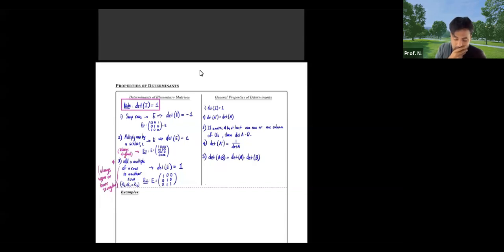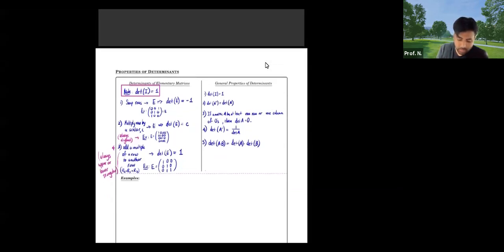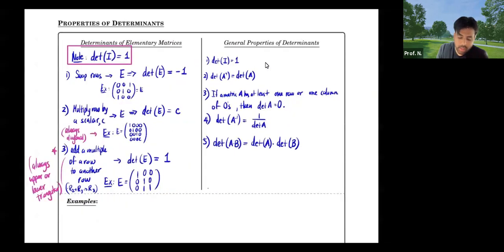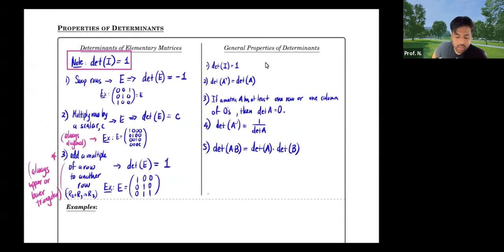So let's continue with the properties of determinants. At the end of the class, we started talking about the different properties of determinants. So we know that the determinant of the identity matrix is 1. It's a diagonal matrix. When you find the determinant of a diagonal matrix or of an upper or lower triangular matrix, you multiply the entries along the main diagonal. So an identity matrix has entries that are full of 1, so the determinant is going to be 1.